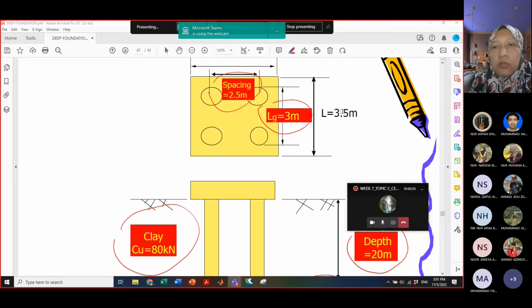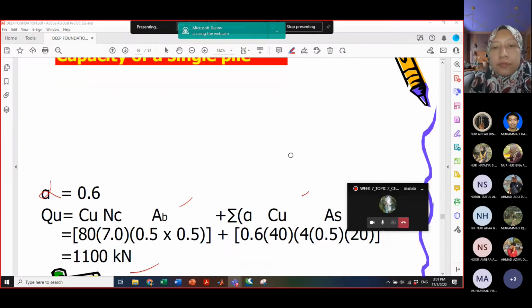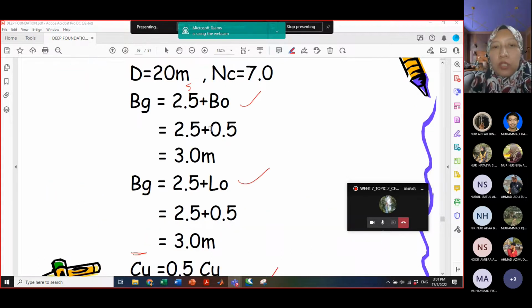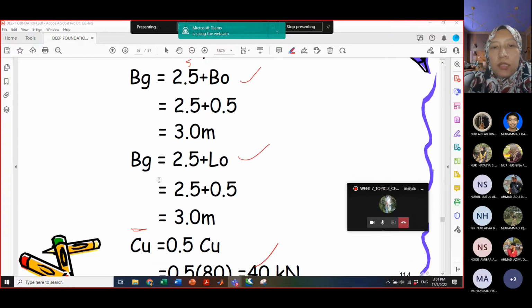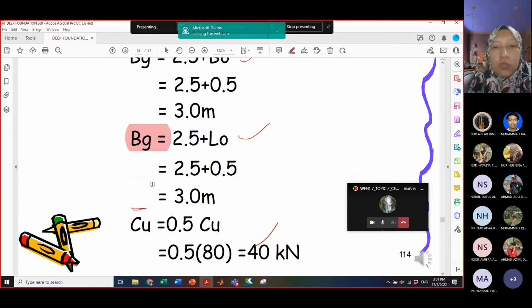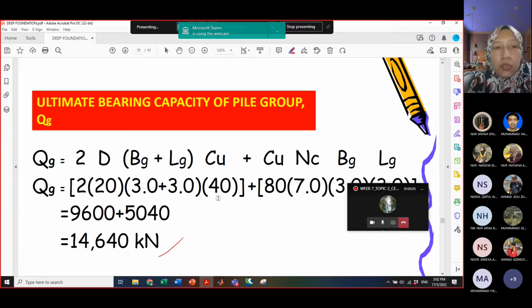Daripada sinilah, 3.5 tolak dengan 3. So dapatlah 0.5. So 2.5 campur dengan 0.5 dapat 3.0. Sama juga untuk LG. This one supposedly LG lah. Ini sepatutnya L. So LG pun kita dapat 3.0. So the average CU is 40 kilonewton. And then the ultimate bearing capacity of the pile group is 2D times BG plus LG CU plus CU NC BG and LG.